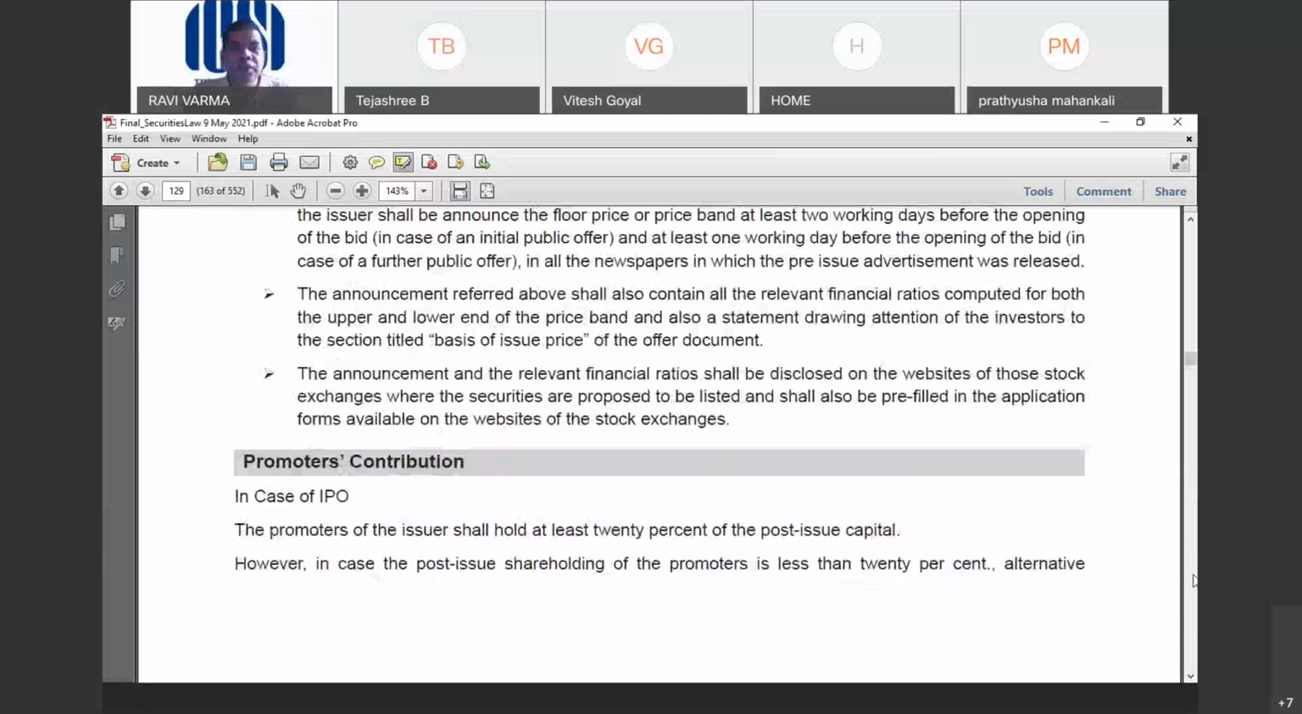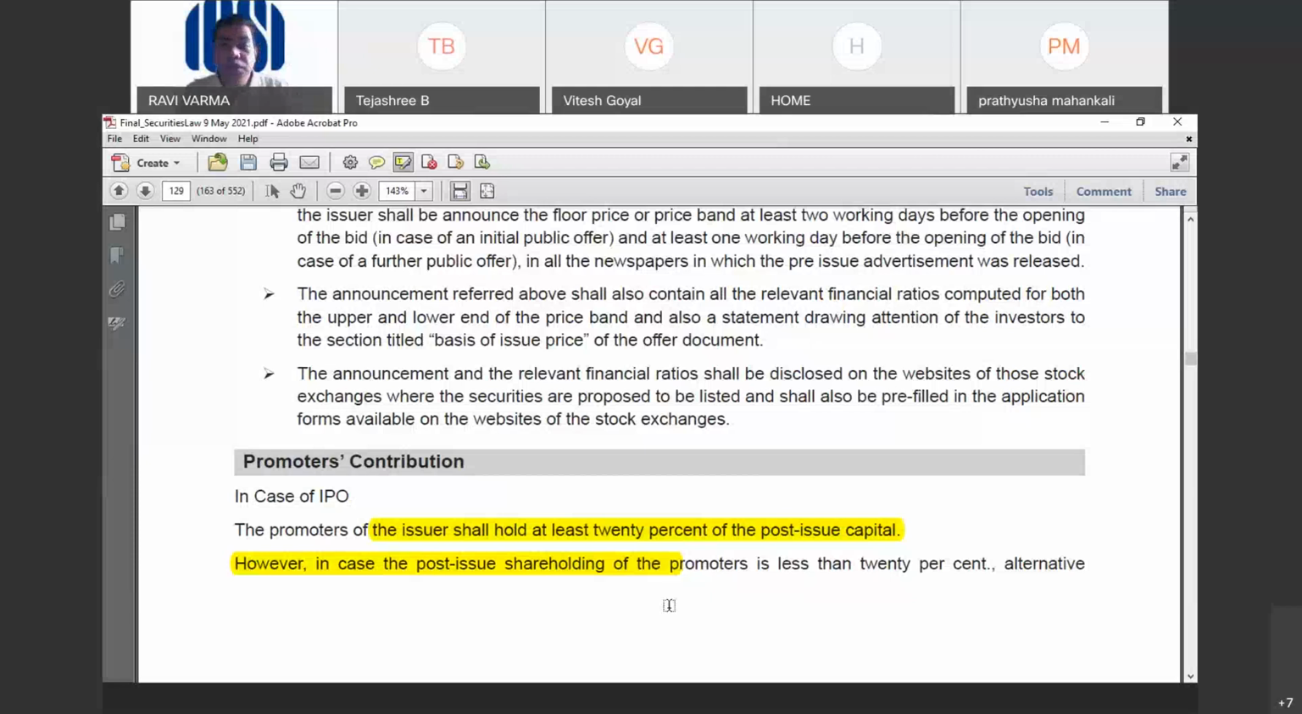Now, at the extreme end, you can see the promoter's contribution. I said that the promoter should bring in a minimum contribution, so that post-issue capital, please do note, post-issue capital, minimum contribution should be 20%, as I was telling you 15 minutes back also. But this 20% is of post-issue. Post-issue means, for example, after the IPO, your total capital size is maybe around 300 crore. Out of 300 crore, 20% should come from the promoters.